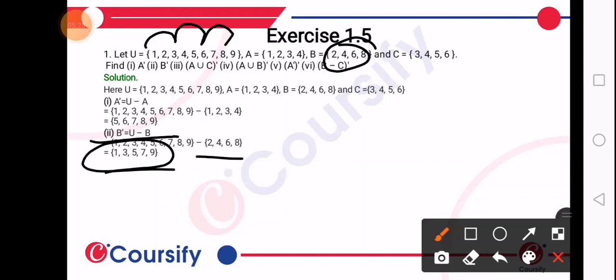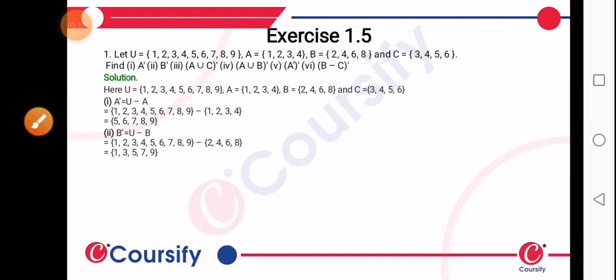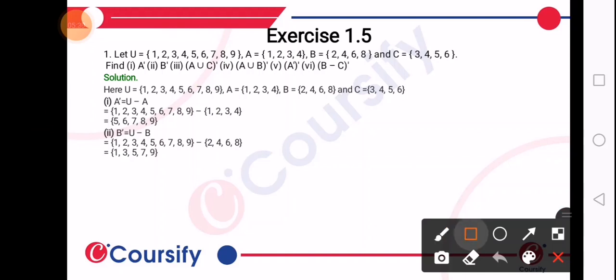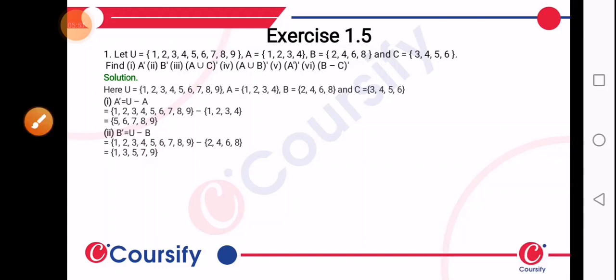Again, we have the whole universal set 1, 2, 3, 4, 5, 6, 7, 8, 9. We reduce from that the set B, thus we get the remaining set to be 1, 3, 5, 7, 9, which is none other than B complement. Let's take a look at the next question. This one is a different one.